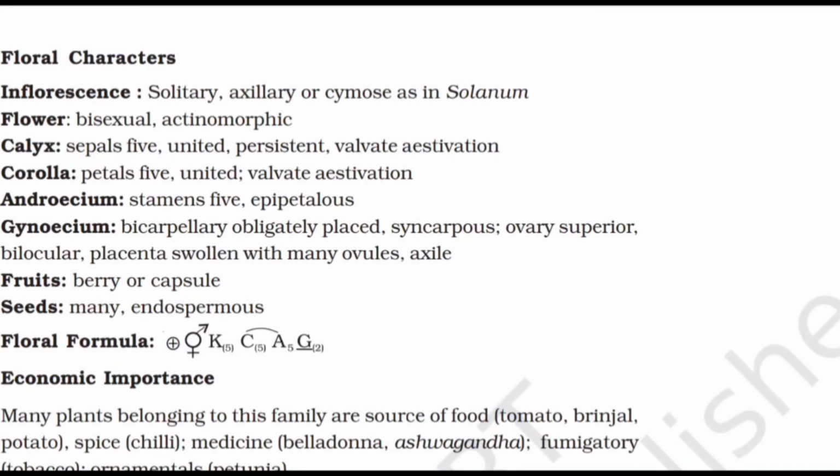Androecium, stamens 5, epipetalous. Gynoecium, bicarpellary, obliquely placed, syncarpous, ovary superior, bilocular. Placenta swollen with many ovules, axile. Fruit berry or capsule. Seeds many, endospermous.